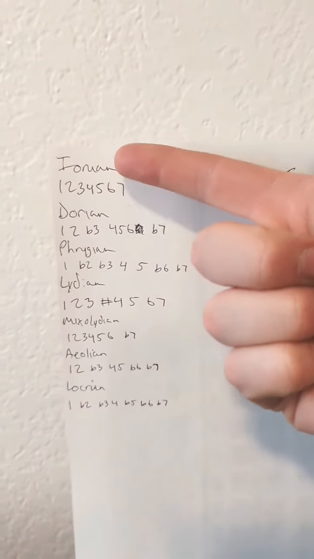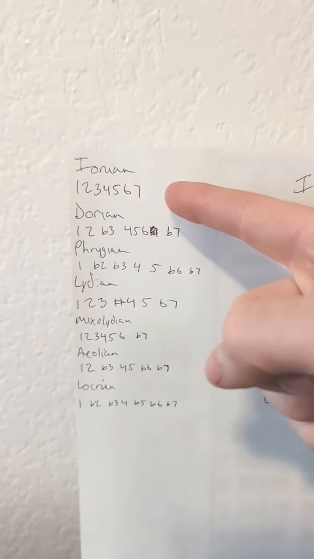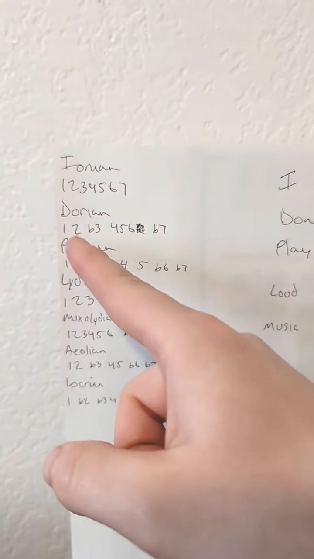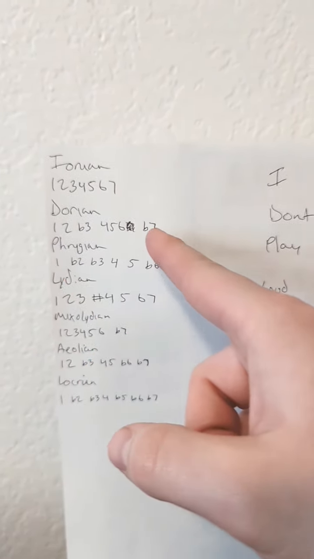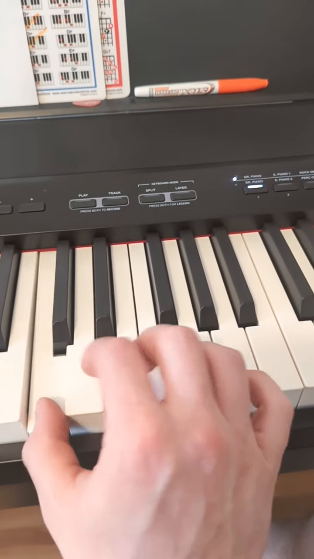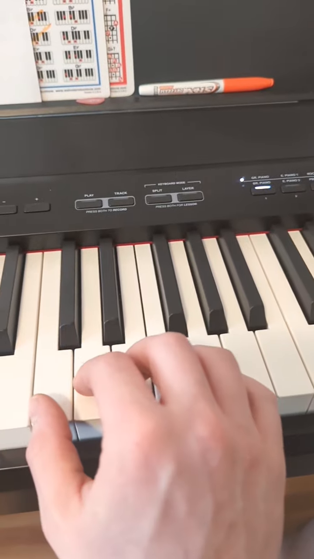Interesting thing about this is if we were to play the major scale and start from the 2 and end an octave higher on the 2, we would get the Dorian mode. We would basically get this pattern right here. Show you how they kind of differ in sound. This is the C major scale. And then this is the C Dorian scale.